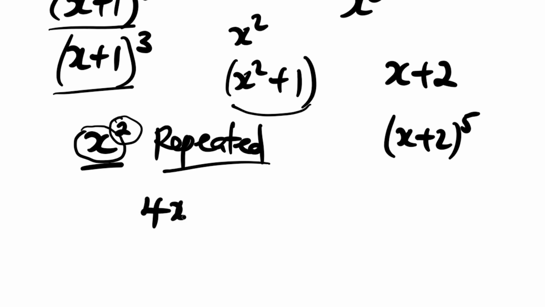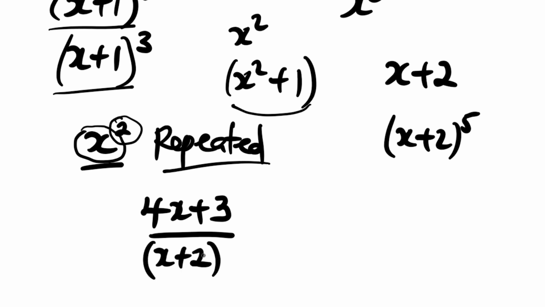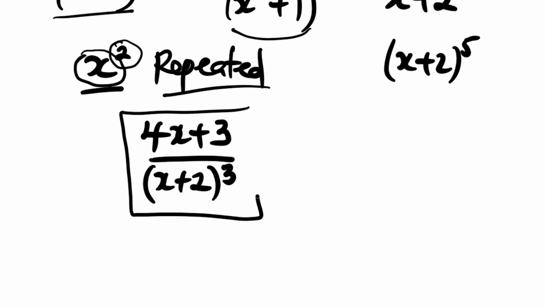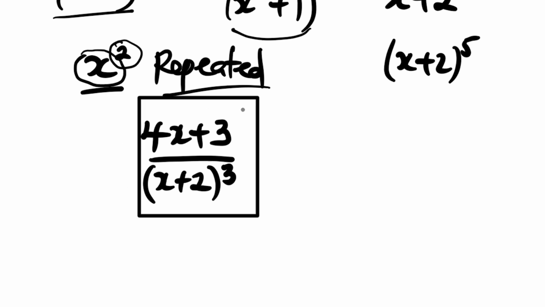Okay, so now let's see some examples. If I have 4x plus 3 all over x plus 2 all to the power 3, for example, you see this is a rational function where the denominator is a repeated factor. So the denominator has a repeated factor.